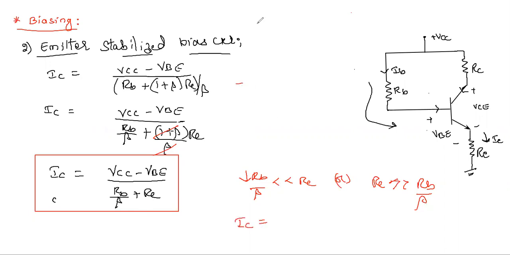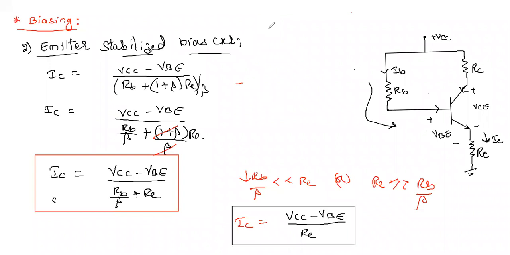So approximately, we can write IC is equal to VCC minus VBE divided by RE. So here it is independent of beta. The value of IC is independent of beta. This is possible only when we assume RB by beta is less than RE. That means we are assuming RB is very less. We should make RB very less.